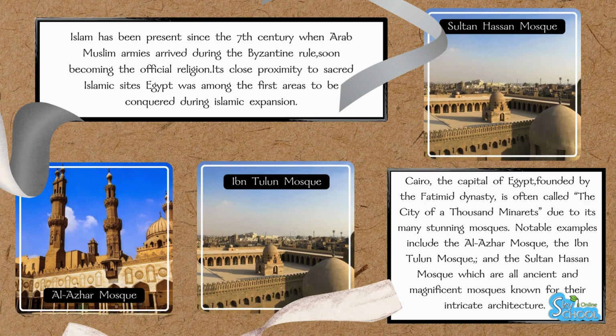Cairo, the capital of Egypt, which was founded in the 10th century by the Fatimid dynasty, is often called the City of Thousand Minarets due to its most stunning mosques. Notable examples include the Al-Azhar Mosque, the Ibn Tulun Mosque, and the Sultan Hassan Mosque. Cairo is believed to have around 1,000 mosques.